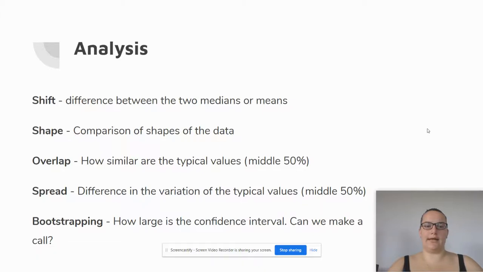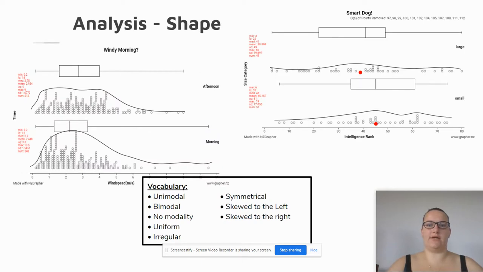Now we're going to look at shape. So we're going to compare the shapes of our data. Now when we say compare our data, we're talking about the literal data points. So if we have a look at our box and whisker graphs here, you can see that I've drawn these lines over the top. Now they're very, very rough, very kind of squiggly, but they give us the general shape.